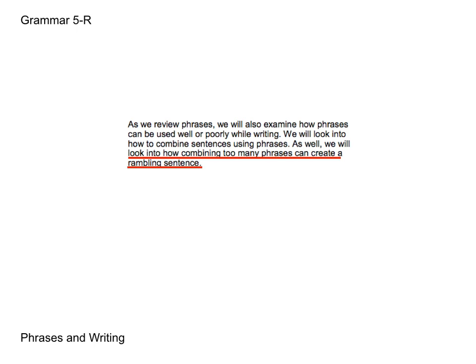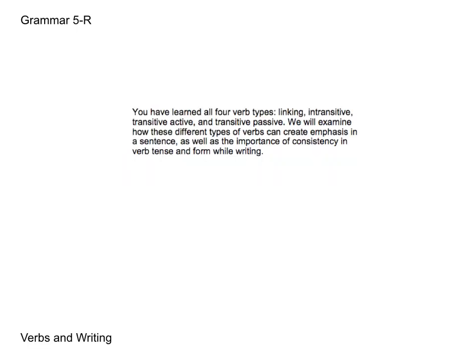And then also we're going to look at verbs and writing. We've learned all the types of verbs, linking, intransitive, transitive active, and transitive passive. So now we need to understand how these different types of verbs can create emphasis in a sentence. As well, it can be important to have consistency in verb tense and form within the same sentence.